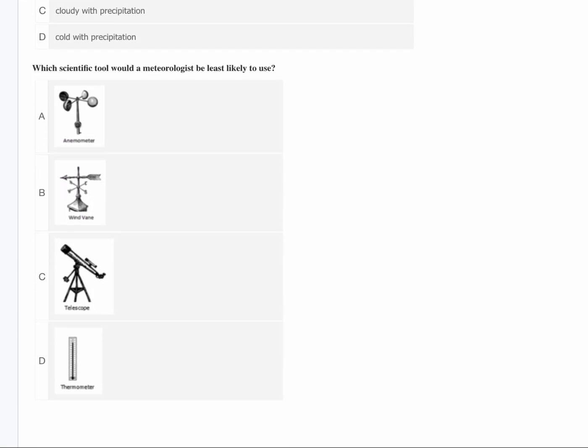Which scientific tool would a meteorologist be least likely to use? A. Anemometer. B. Wind vane. C. Telescope. D. Thermometer.